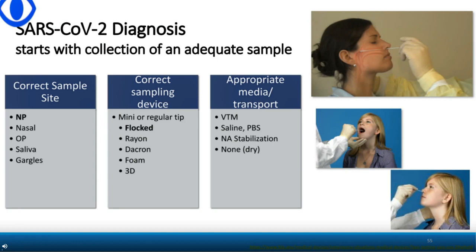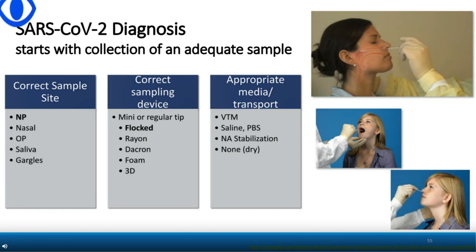So again, with SARS-CoV-2 diagnostics, we start with a good collection. Whether you're using the gold standard of a nasopharyngeal specimen on a flocked swab, or you're using some other type of site or a swab like a nasal swab or a throat swab, collected on flocked nylon, rayon, dacron, or foam. You could also be using saliva collection or throat washes or gargles, as well as 3D sampling devices.